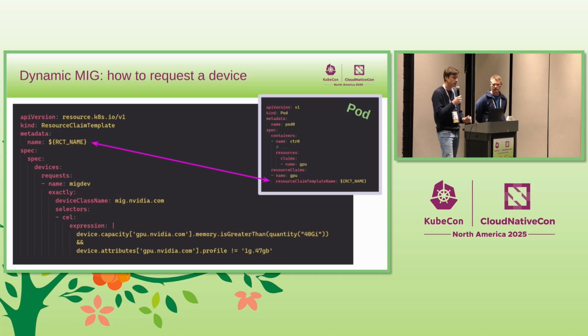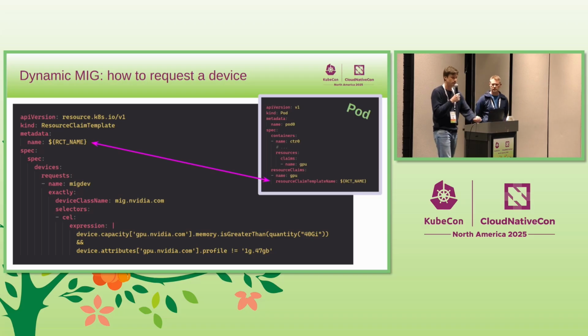So how do you request a device? As Morten said, we didn't want to change anything from the user's point of view. Who of you has ever requested a GPU device with the DRA API, with resource claim templates? Okay, at least some of you. That part doesn't change at all, except for that tiny detail where, as the device class name, you put mig.nvidia.com, not gpu.nvidia.com.